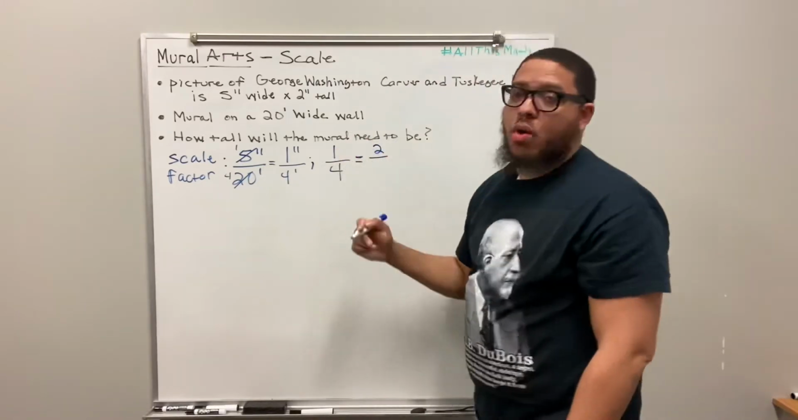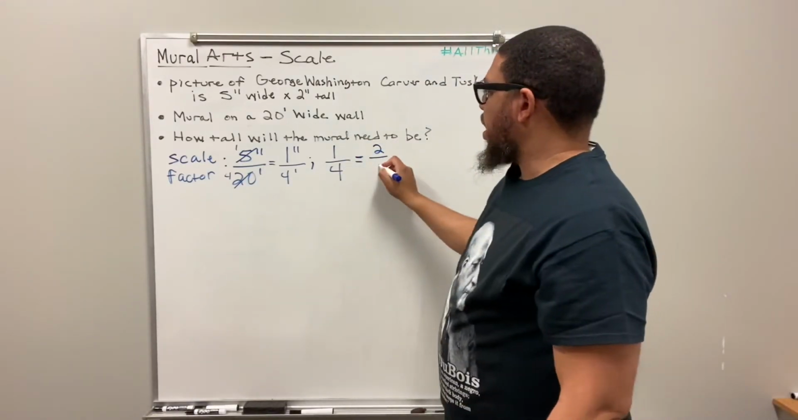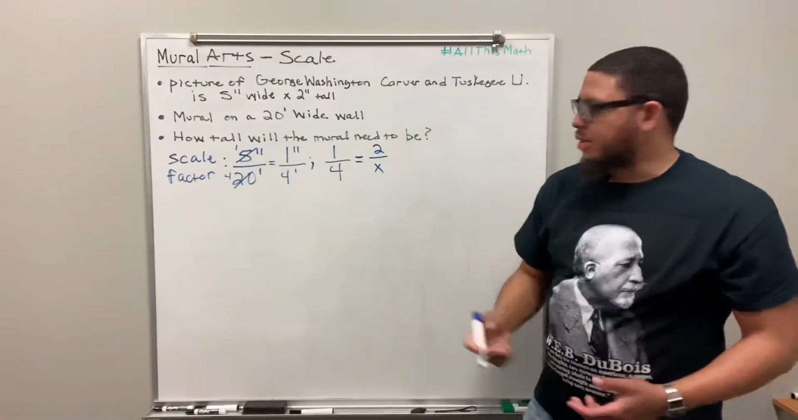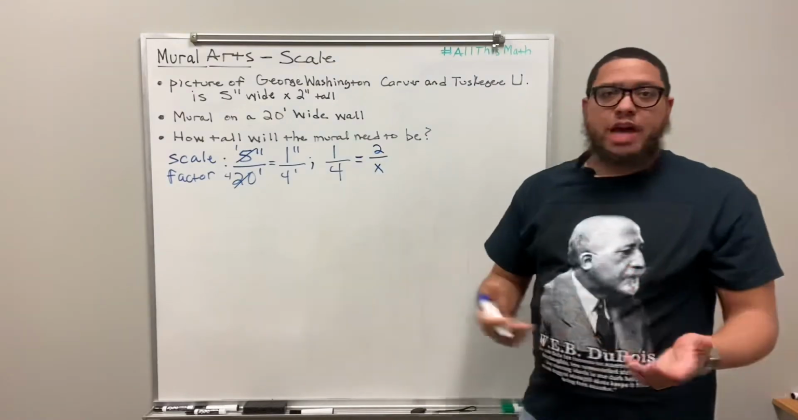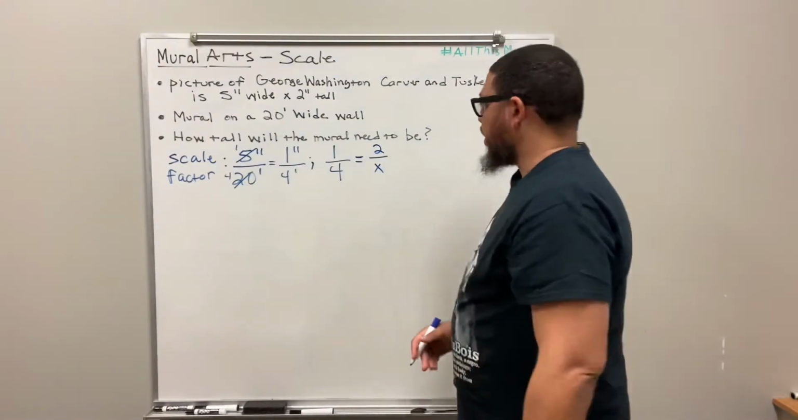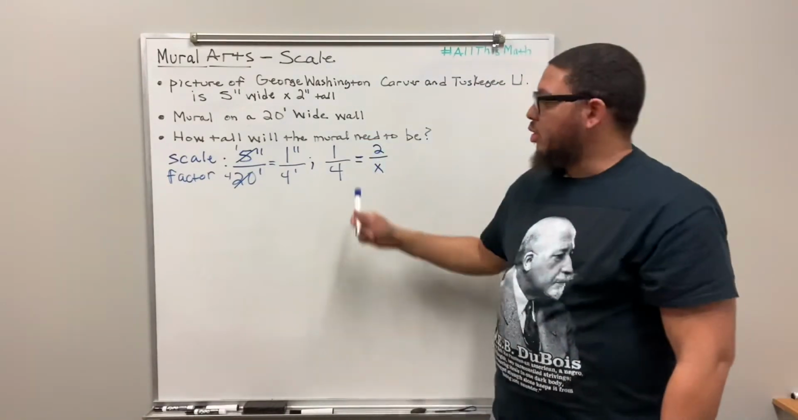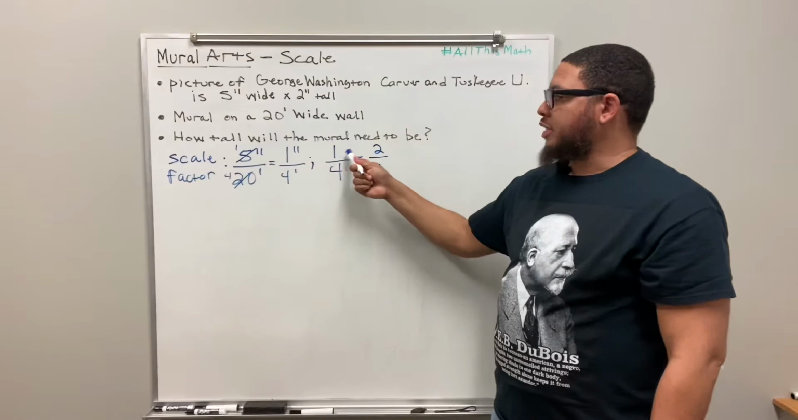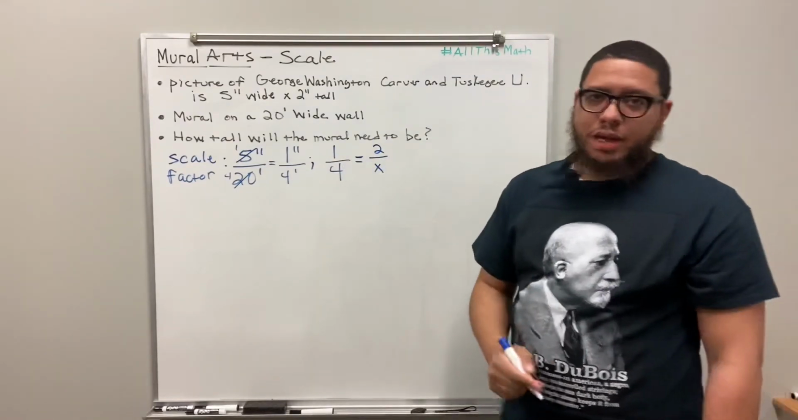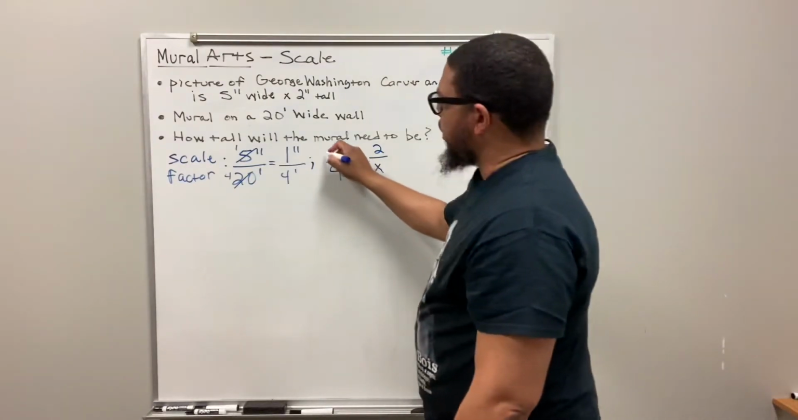And I don't know how tall the mural should be. So for now, I use a variable. So we're going to do a little bit of algebra, right? Whenever I have something I don't know, a value I don't know, I use a variable. Now, how do I solve for x? This is how you do it. When you're dealing with a proportion, when you have a fraction that's equal to another fraction, you do something called cross multiplying. Cross multiplying, which means you multiply diagonally.